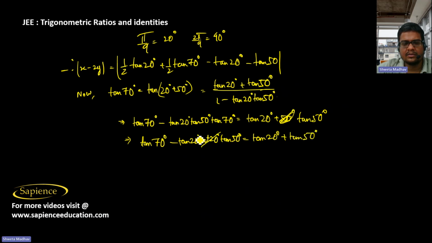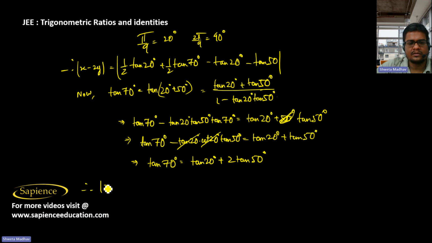So tan 20 cot 20 will cancel, since they are reciprocals of each other. So therefore tan 70 will be equal to tan 20 plus 2 tan 50. So now the modulus of x minus 2y can be written as half of tan 20 plus half of tan 70, which is half of tan 20 plus half of 2 tan 50, that is tan 50.